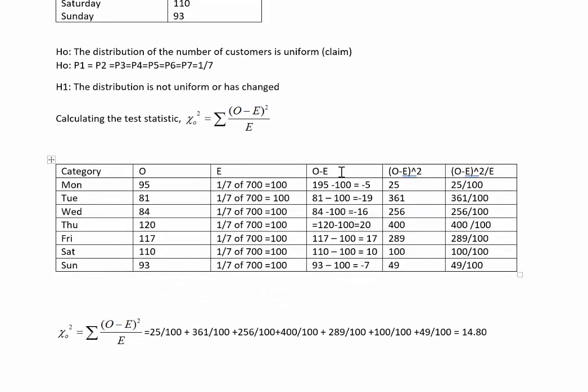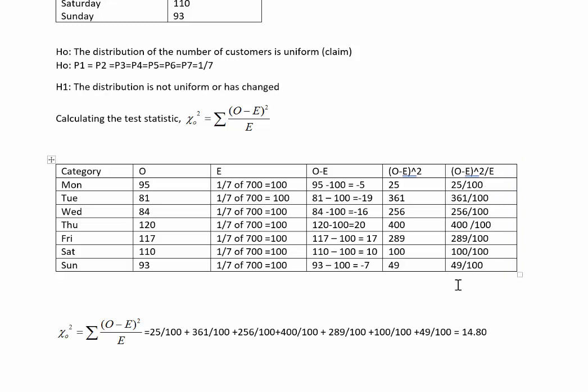The next step that you have to do is subtract E from O, which I did here: 95 minus 100 is negative 5, 81 minus 100 is negative 19, 84 minus 100, and so on and so forth. So these are O minus E. Now O minus E squared. You square each number, so you shouldn't have any negatives. I did the squares just to save time here: 5 squared, 19 squared, 16 squared, 20 squared, 17 squared, 10 squared, and 7 squared. Then I did O minus E squared divided by E, which is 100. So I put 25 over 100, this number here, divided by the result from this cell here.